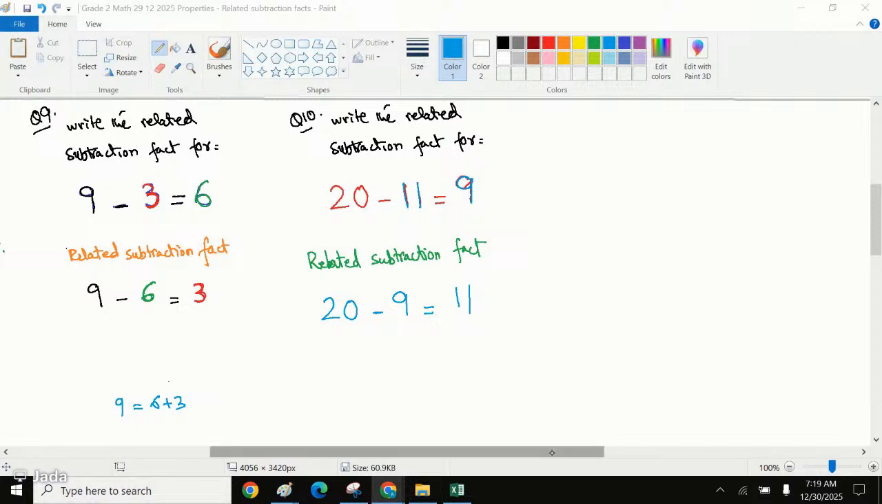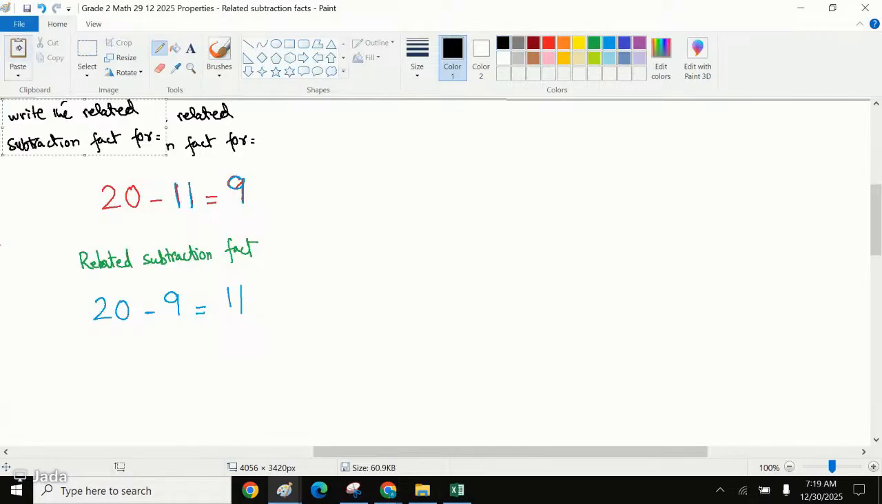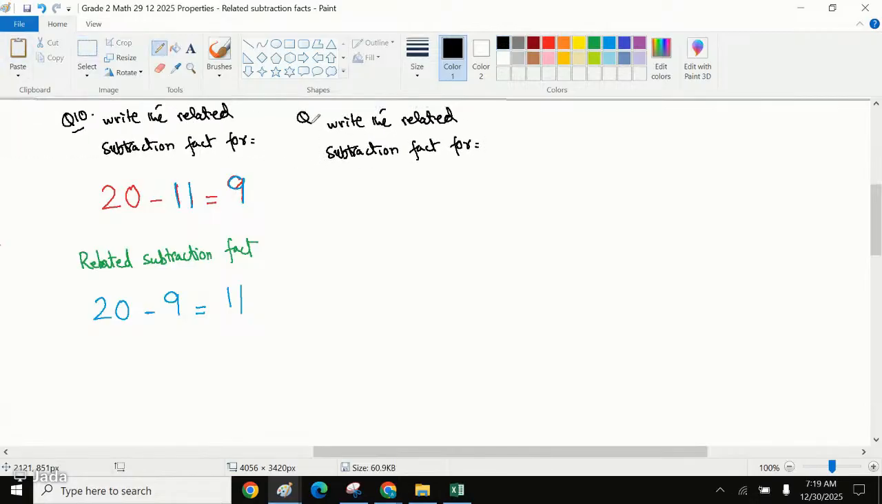For the next question, okay, let's say we have question number 11. In question number 11, they're asking us, write the subtraction fact for 14 minus 11 would be always equals to 3. This is a fact. 14 minus 11 is 3. What should be the related subtraction fact for this? Because 14 is a bigger number, we write 14 as it is. 14 need not be swapped. What we need to swap is 11 and 3.